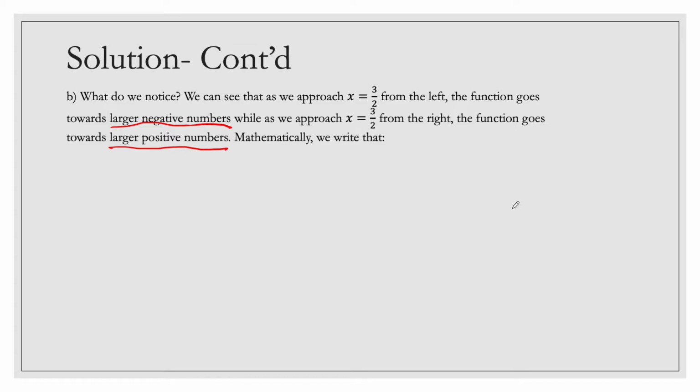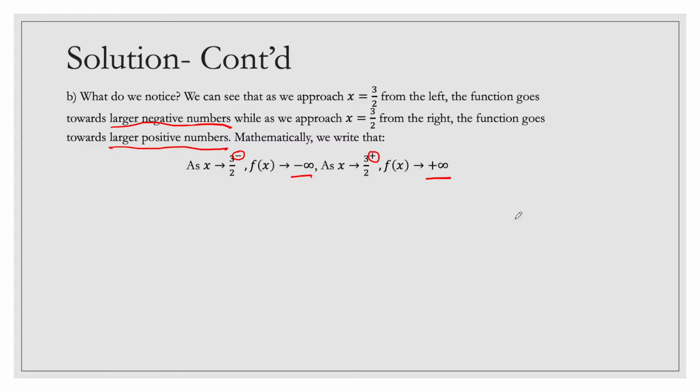So how do we write this mathematically? We say that as we approach 3 over 2 from the left, and that's what the symbol tells us right here, f at x will go towards negative infinity. And as we approach 3 over 2 from the right, which is the positive symbol there, f at x will go up towards positive infinity. So by analyzing the behavior around the vertical asymptote, we already have an idea of what the graph looks like around x equals 3 over 2, which is somewhat helpful.